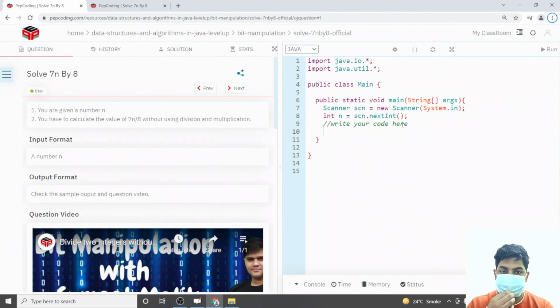For this, we first need to calculate numerator. So numerator will be left shift of 3 minus n, then our variable answer will be nothing but numerator right shift of 3. Finally we will print our answer, System.out.println and the answer. Okay, now let's try to run this code.